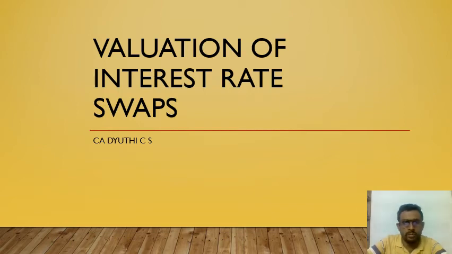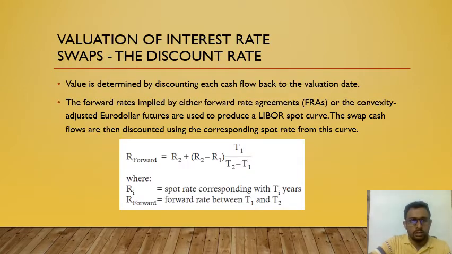We're going to learn about various methods for valuing interest rate swaps. So let's start: valuation of interest rate swaps using the discount rate. How do we go about it, and what discount rate is being used? The value of this interest rate swap is determined by discounting each cash flow back to the valuation date. Usually the rate used is either implied by forward rate agreements or the convexity adjusted Eurodollar futures are used to produce the LIBOR spot curve, and the swap cash flows are discounted using the corresponding spot rate from this curve.